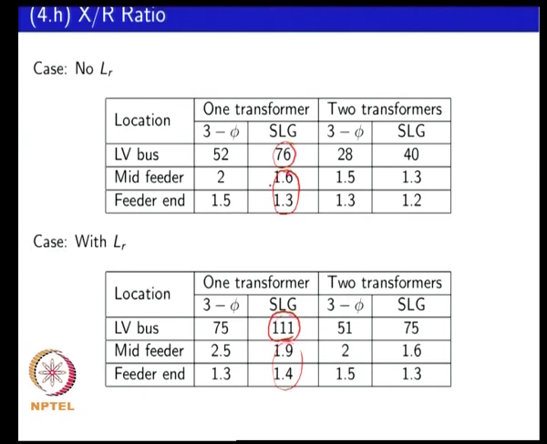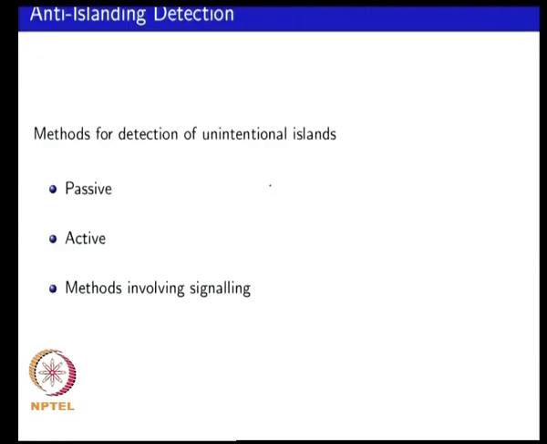So, now we will continue with the discussion where we had left off on islanding of a distribution system, and we had talked about the different ways in which a system can island. You can have unintentional island or a intentional island.